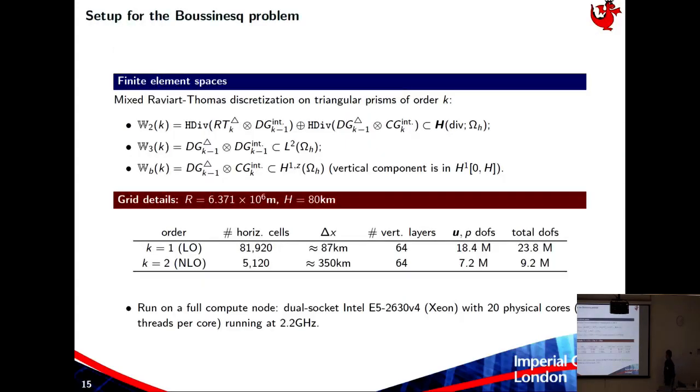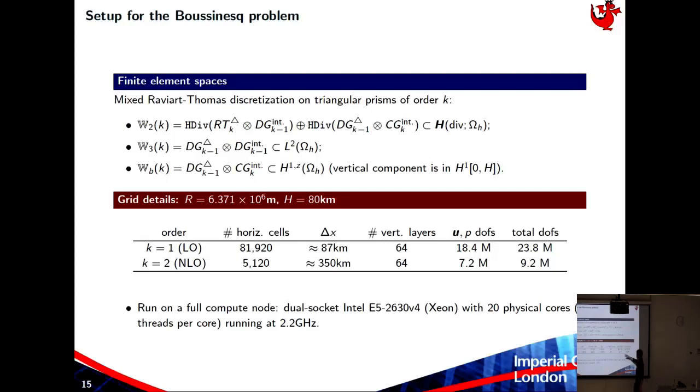Right, so some results. Again, back to the numerical weather prediction. I set up a test problem. I'm using the mixed Raviart-Thomas method of lowest order, so lowest order Raviart-Thomas, and the next to lowest one, just an order up. And I have my grid.